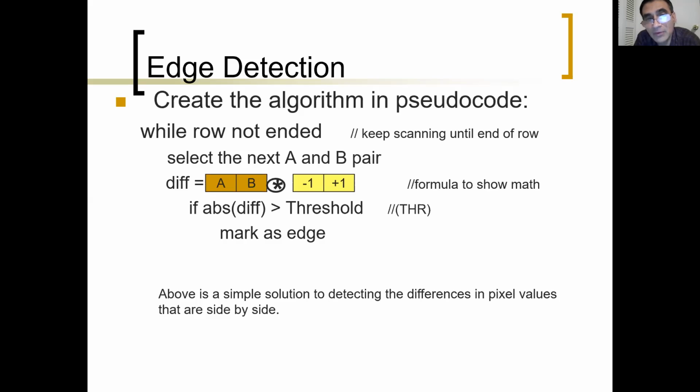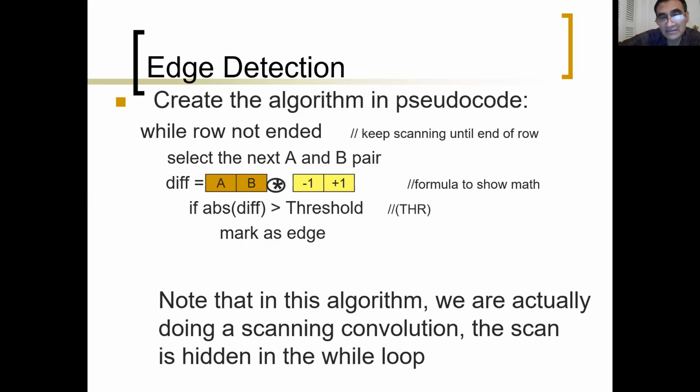Now I'm going to be reading in my image. My full image is the brown values A and B. I'm going to read them in one pair at a time, and then do this convolution with the yellow box. Then I will ask if the absolute value is greater than the threshold, and if it is, I'll mark it as an edge. That'll be my way of processing through the rows, row by row, because that's the only thing I've done so far.